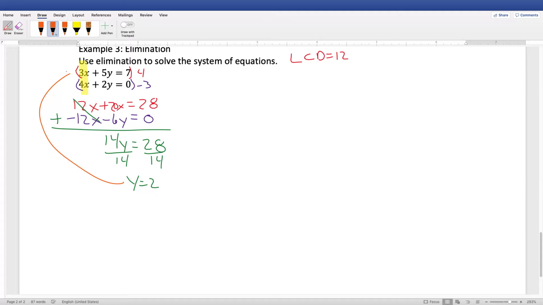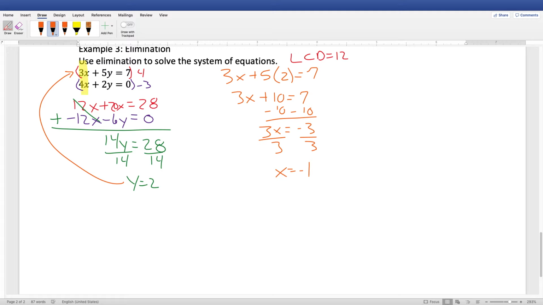Once you know what your y value is, you take it and plug it back into one of the original equations. So we're going to plug it into the top one. I have 3x plus 5 times 2 is equal to 7. 5 times 2 gives you 10. So I have 3x plus 10 is equal to 7. I want to isolate my x, so I subtract 10 from both sides. I get 3x is equal to -3. Then I divide both sides by 3, and I get x is equal to -1.